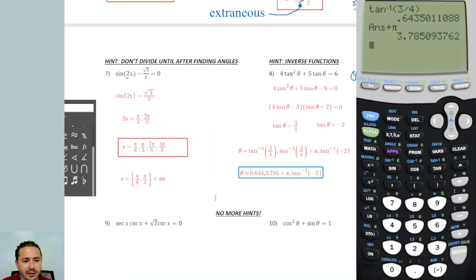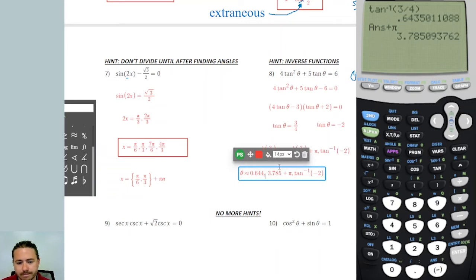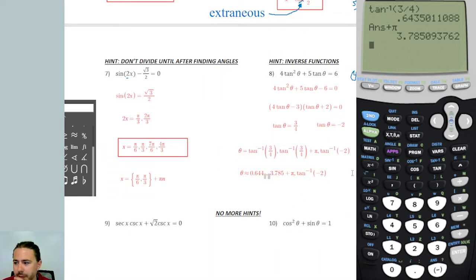Can I have a space in there? Doesn't like the space. Well, that could work. Just to get a little space in there. So we got 0.644, 3.785, but if I do inverse tangent of a negative, it's going to give me a negative radian.